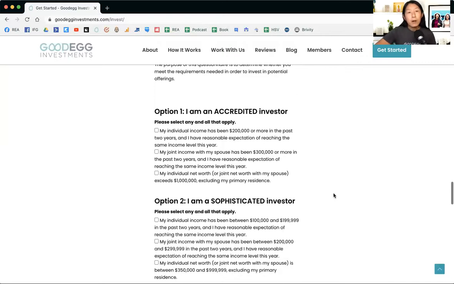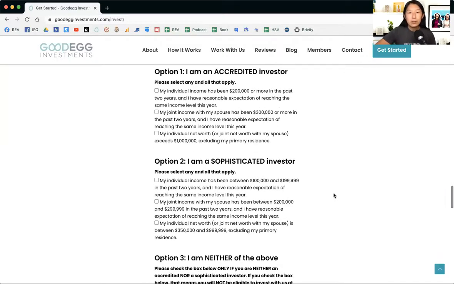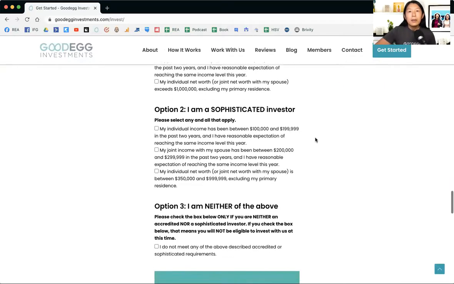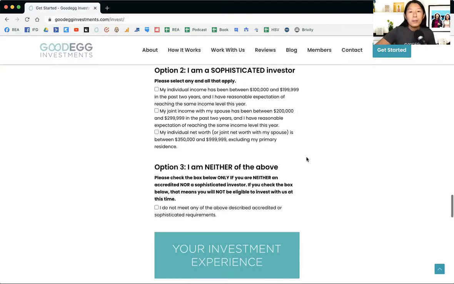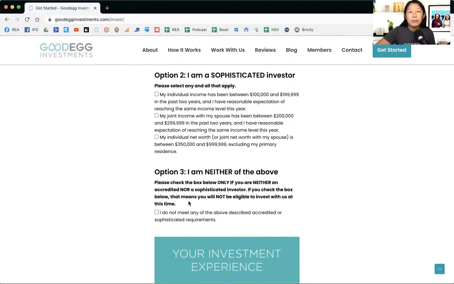And so for us, we have 3 different sections here. We have accredited investors, which of course is defined clearly by the SEC. Then we have the sophisticated and the fully non-accredited section. So this is just our own definition. You can choose sophisticated or you can just have non-accredited. But then here we also have, I am neither of the above.